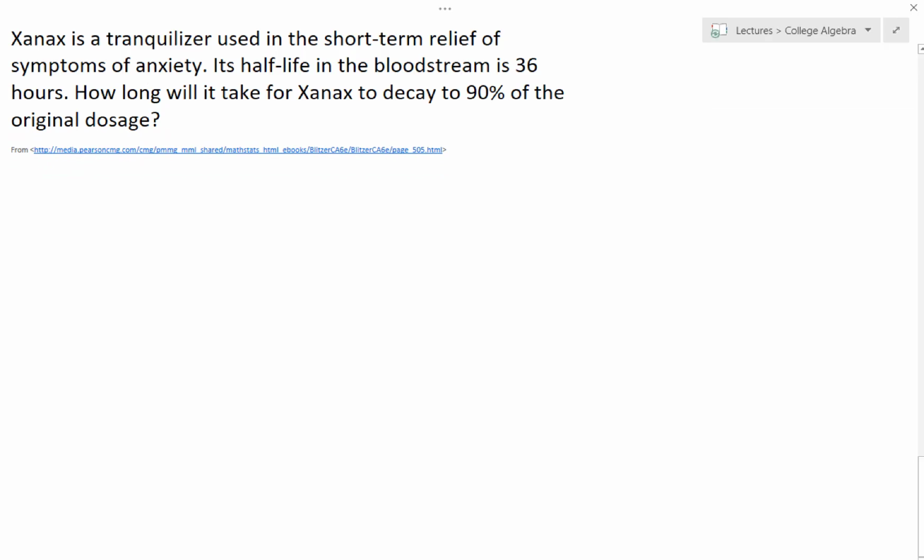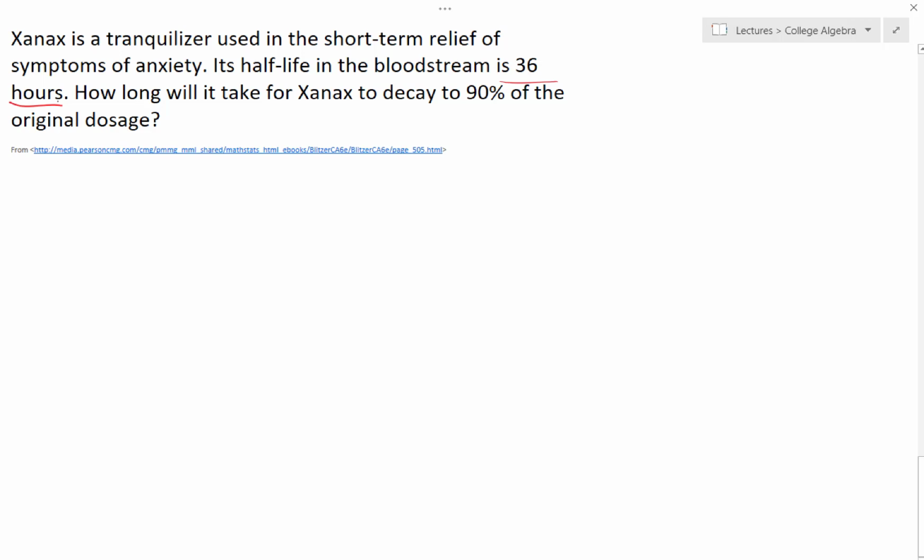And so we have Xanax as a tranquilizer used in the short-term relief of the symptoms of anxiety. Its half-life in the bloodstream is 36 hours. How long will it take for Xanax to decay to 90% of the original dosage? So let's just note one thing. The time in this problem is in hours. I'm not working in years.